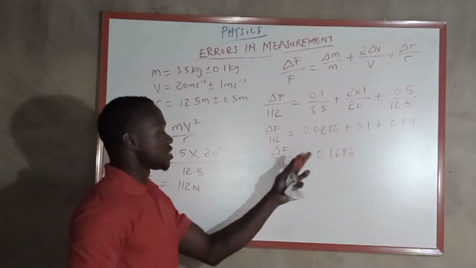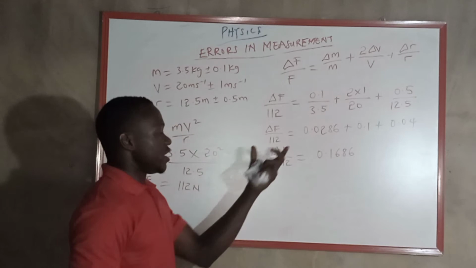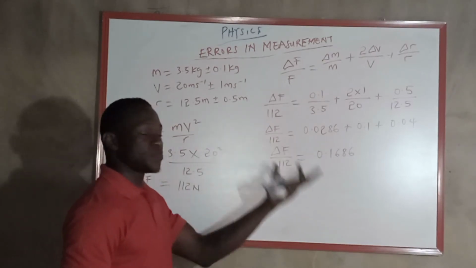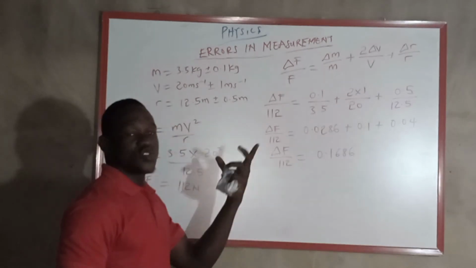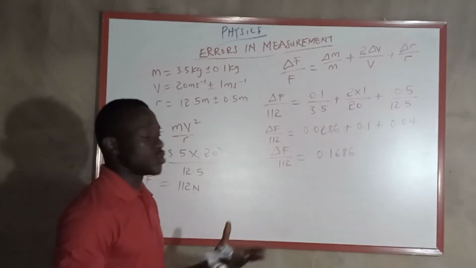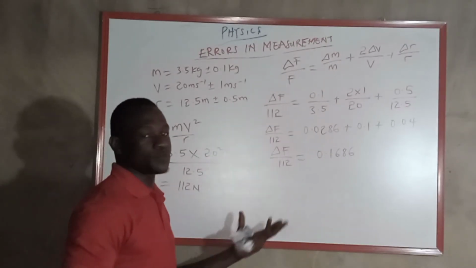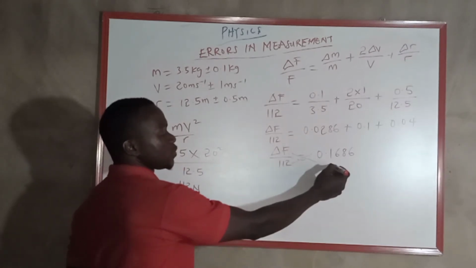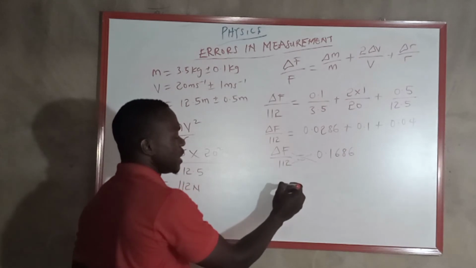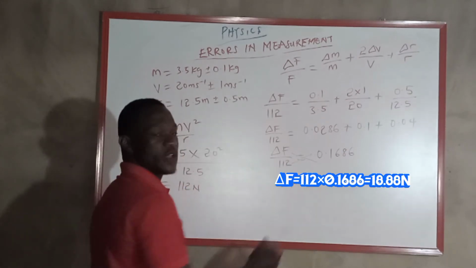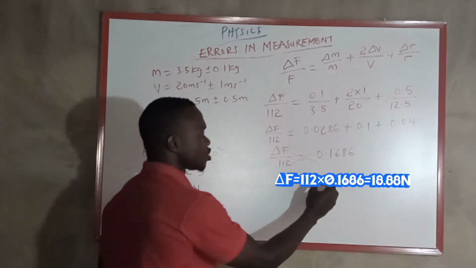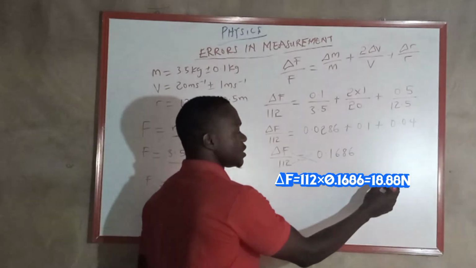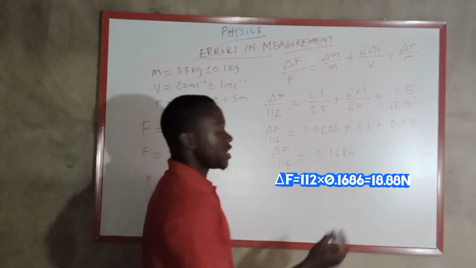So at this point, since we have a quotient on one side and an equality sign, automatically we know we have to cross multiply. If you don't know why we did that, you can check out our video on cross multiplication where we explained when to cross multiply and how to cross multiply. So cross multiply here, that means this numerator multiplies this imaginary denominator, we are left with the change in F. Why this 112 multiply that? So we have it as 112 times 0.1686. That will give us 18.88.